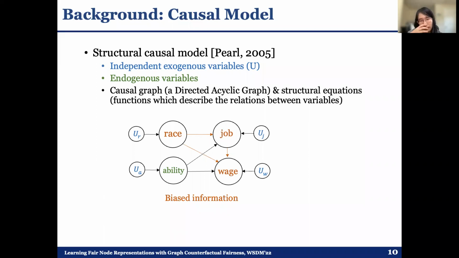For the variables, we have independent exogenous variables like U here, associated with each endogenous variable. Usually there are some variables with semantic meanings, like race and job.